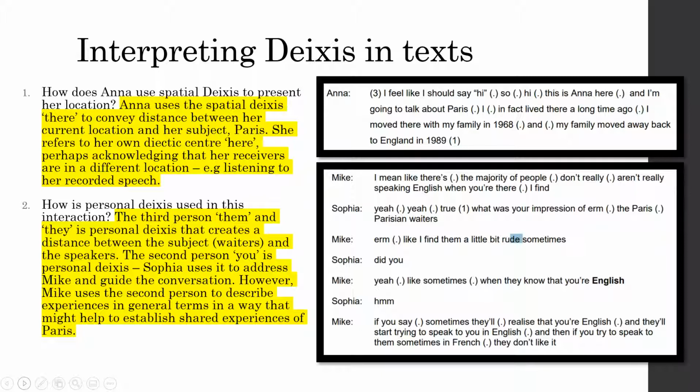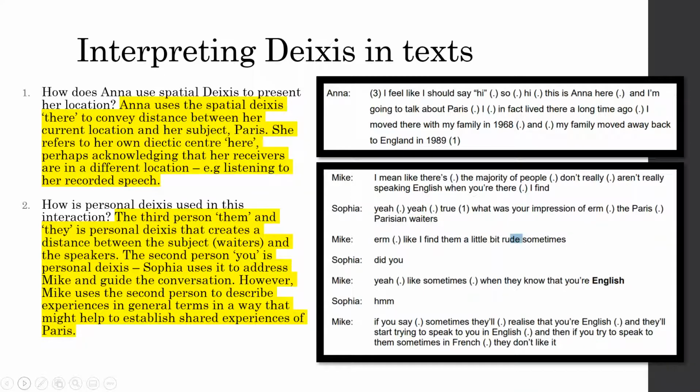What was your impression of the waiters, and did you, she asks in an incomplete utterance. Whereas Mike uses the second person a little bit more generally, saying such things as when they realise that you're English, or they aren't really speaking English when you're there. He's using you, the second person, as a kind of personal deixis to create an idea of a shared experience of Paris. So he's actually using that, I think, to create a sense of building relationships with his speaker.